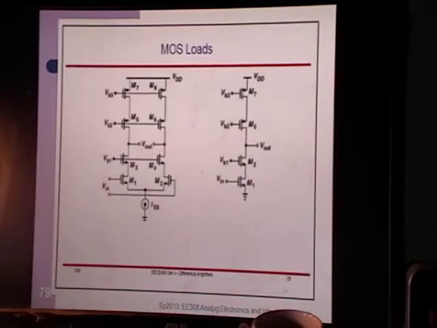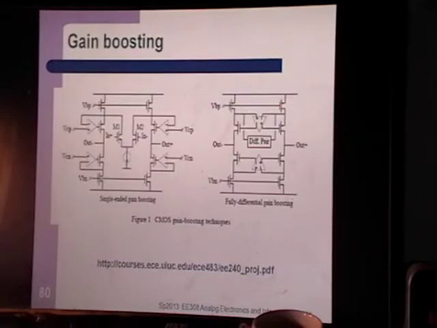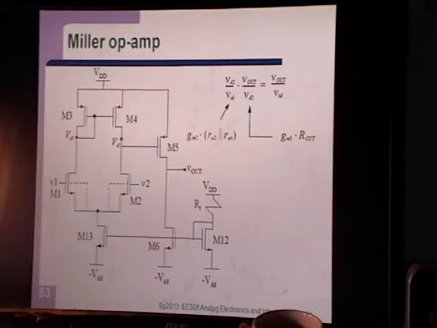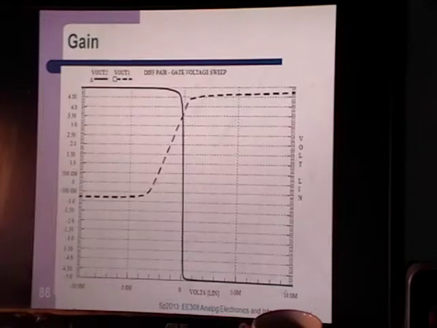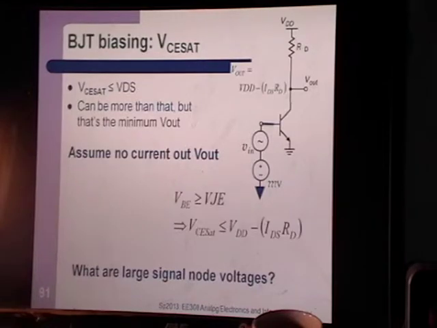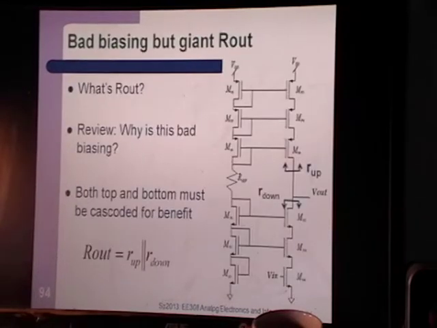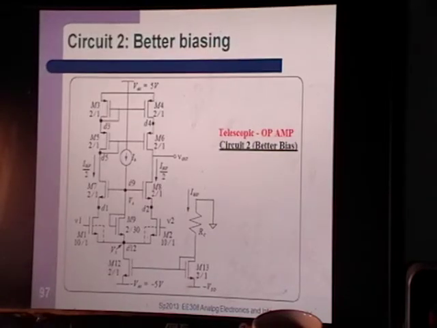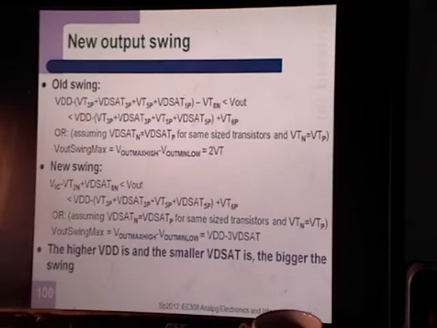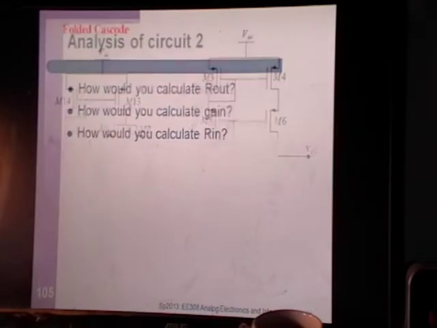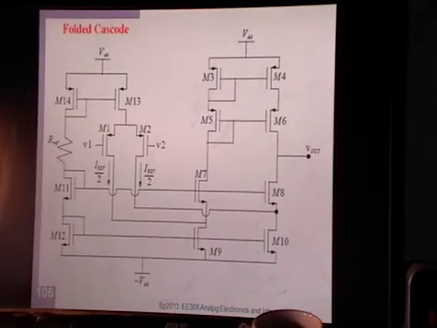Okay, gain boosting, oscillators. Okay, there's gain boosting. There's cascading, not cascading. MOSFET stuff that we didn't get to. I'm sad. We do that. Here's just a biased telescopic op amp. Now for folded. Here's a folded. Okay.